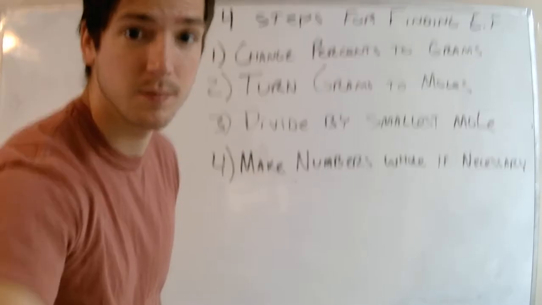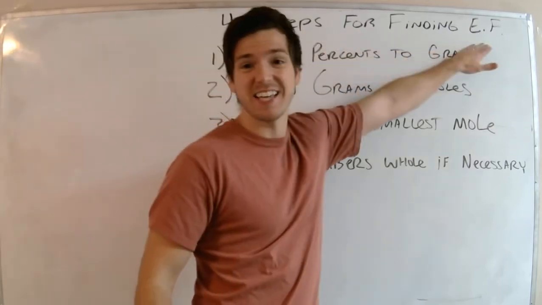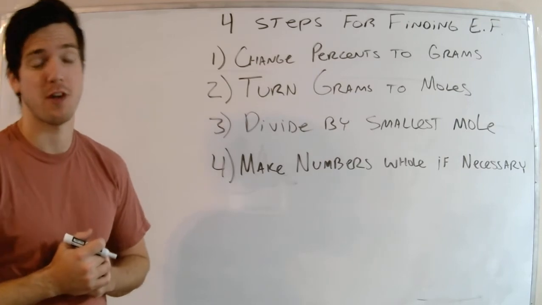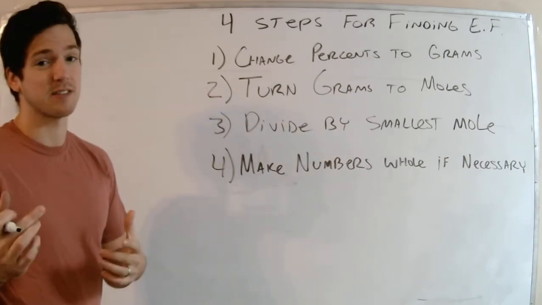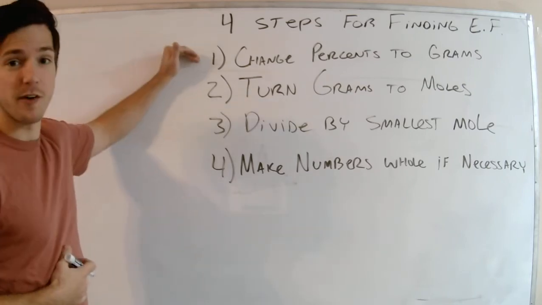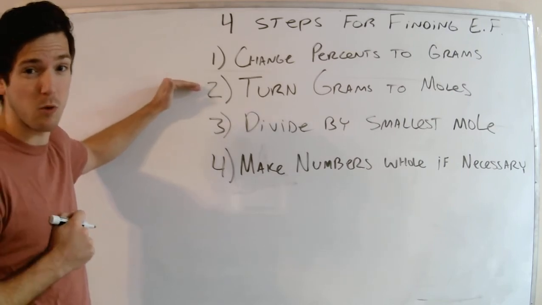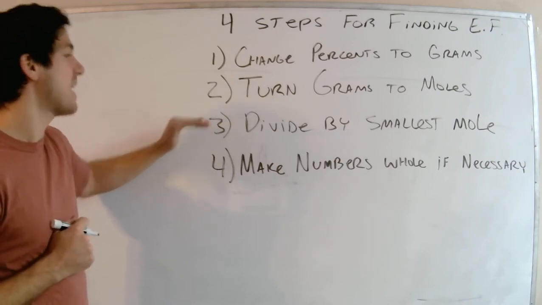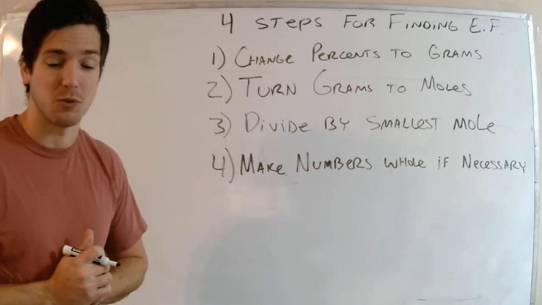All right, everybody. So up here, I have 4 steps for finding EF, or empirical formula. That's what we're focusing on first, that most simplified version of our chemical formula. And I have 4 rules here that I want you to write down. They might not make sense now, but they will once we go through our first example. So we want to change percents to grams. Step 2, we want to turn grams to moles, which you should know from our chemical quantities lesson. Divide by smallest mole, which I'll explain in a bit. And then make numbers whole if necessary, which again will make sense when we get through this example.